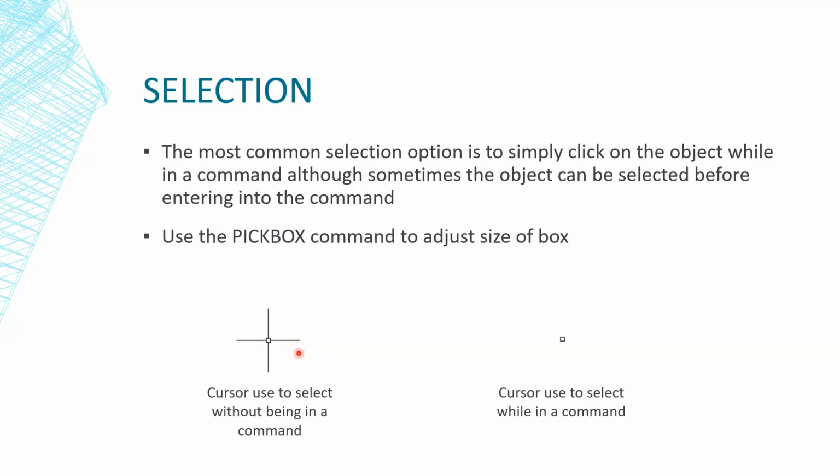If I go into the erase command first, you're going to see that the cursor will change and look like this. From here, I can actually click on any of these objects and keep going. If I want to adjust the size of this box, or it's just too small, and it's going to be both of these boxes, I can type in the command pick box, and then I can adjust the size.